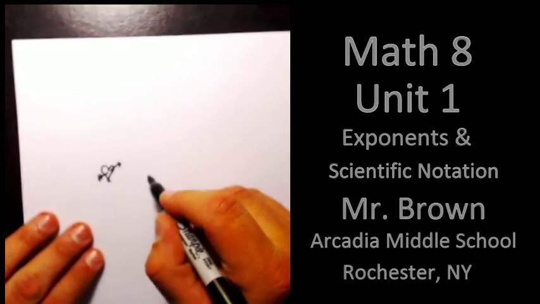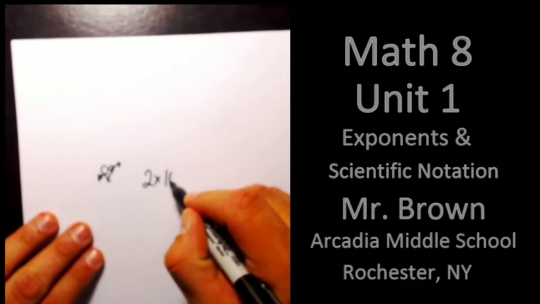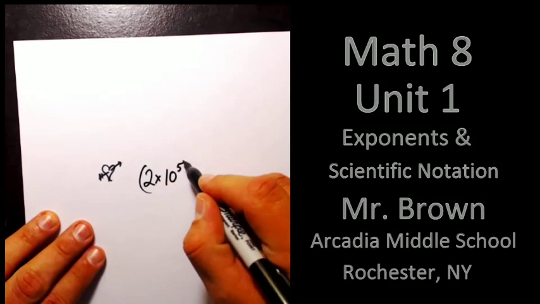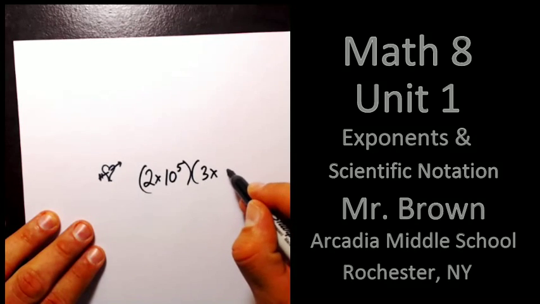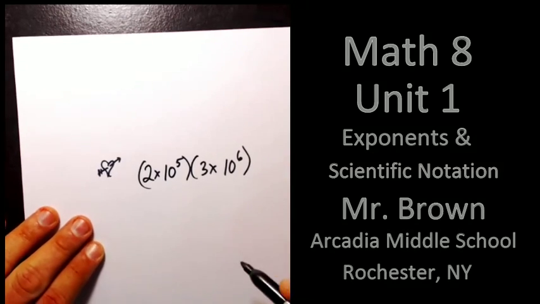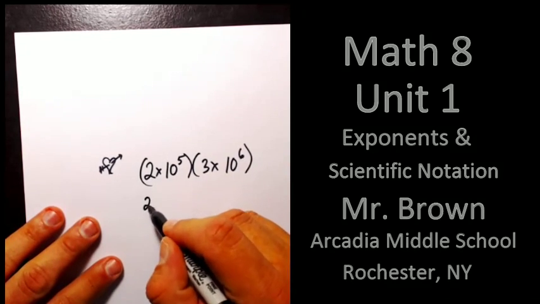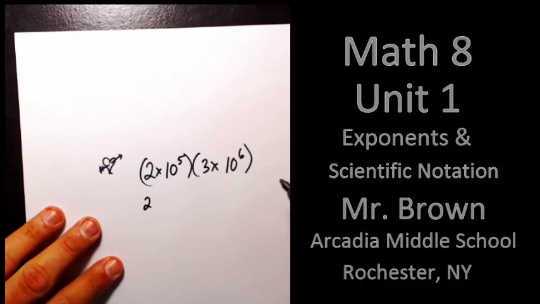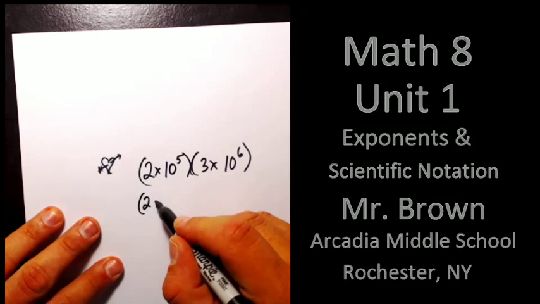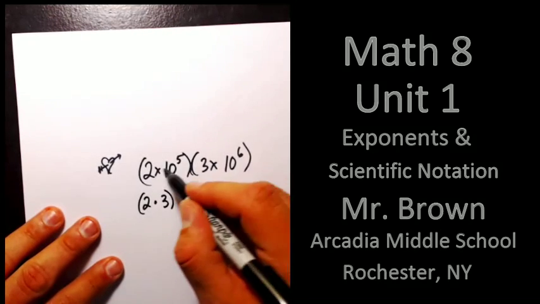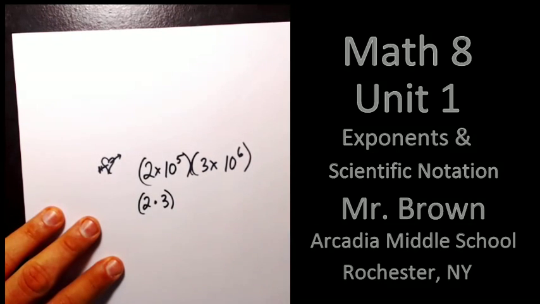So what you're going to do is go like this. What if you had 2 times 10 to the fifth times 3 times 10 to the sixth power? Well, what you would do here is you would actually multiply. Everything is multiplying together here. These parentheses right here, multiplication. You can regroup things together and just change the order if they're all being multiplied.